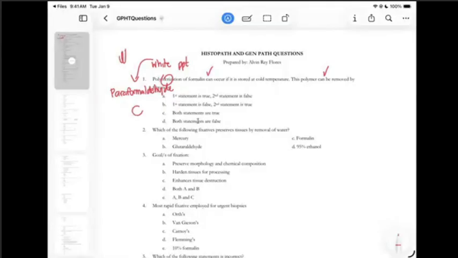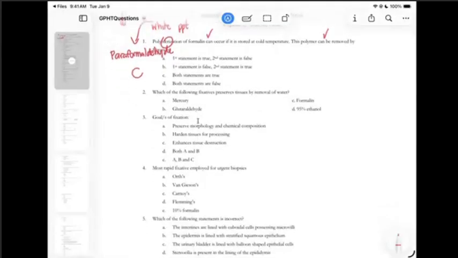Number two, which of the following fixatives preserves tissues by removal of water? If it's removal of water, it follows the mechanism of yung non-additive. Pag yung mga non-additive fixatives, they preserve by removing water. And among the choices, this would be alcohols. So the best answer here would be letter D, 95% ethanol. So alcoholic fixatives preserve your tissues or specimens by removing water.